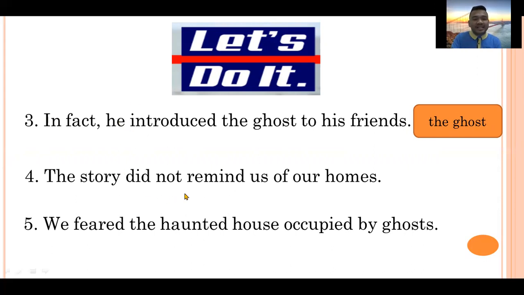The story did not remind us of our homes. Again, the story did not remind us of our homes. So what is the subject here? The story. Great job. What do you think is the verb or the action verb? If you say did, you are wrong, because did is not an action verb. Okay, so the action verb here is remind. Great job.